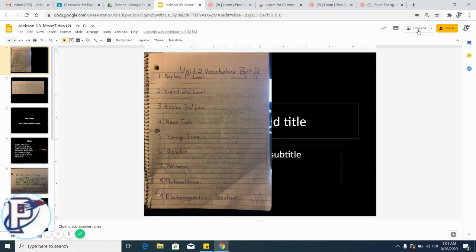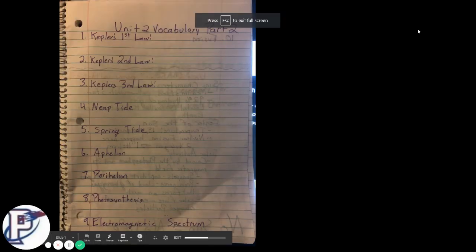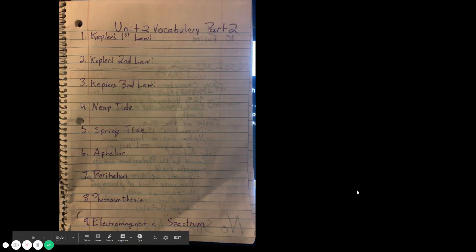Okay, I'm going to hit present. Close this so you can see. Now press pause, copy your vocab, and then click play. There's your last word. If you notice, you can see the first word through the page. Pause, click play when you're done.